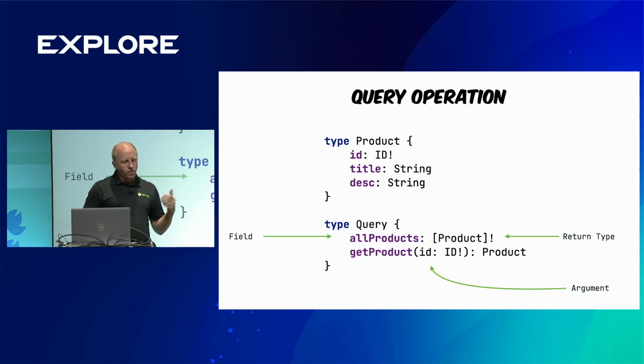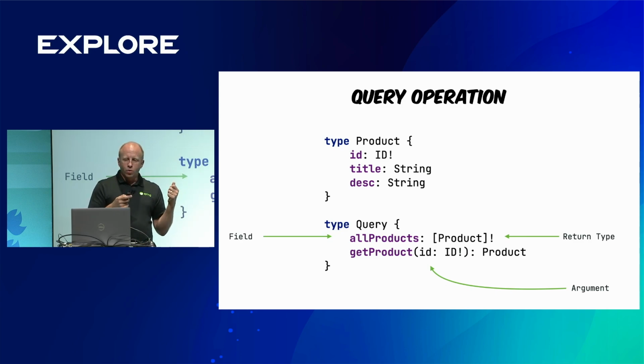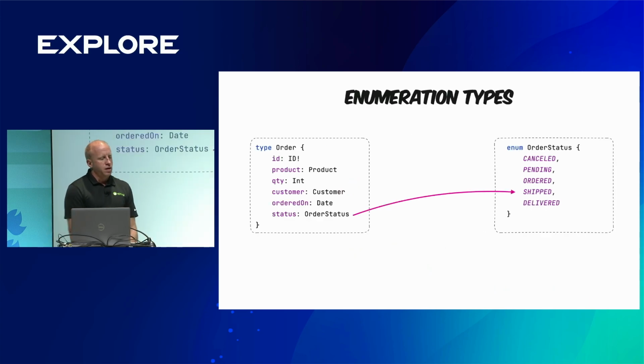And then we can also do things like pass arguments in. Here's where we can really start to build out a graph. So I can get a product, which may return an order, etc. So we can start to graph this out. So with just the object type and the operation type, those are really the basic building blocks of a schema.